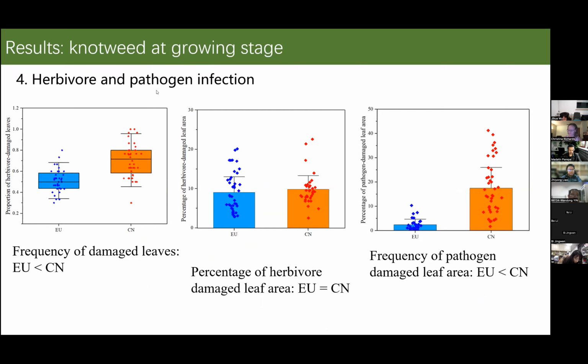Look at the herbivore and pathogen infection. This is similar with the experiment results in 2023. The proportion of herbivore damaged leaves in the Chinese population is higher than Europe, but the percentage of herbivore damaged leaf area is not a very significant difference. But for the percentage of pathogen damaged leaf area, the European population is significantly smaller than the Chinese population.